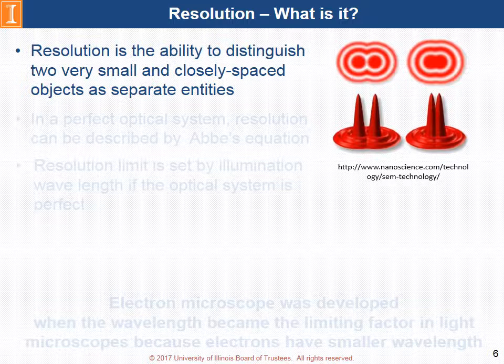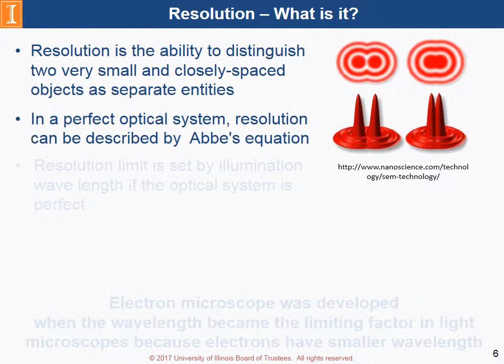As you can see from these two figures, on the left, the resolution is high enough to distinguish these two individual spots, although they are very closely spaced. On the right, the two spots are so close to each other that the central spots start to overlap. In this case, the resolution is not high enough to distinguish these two spots.